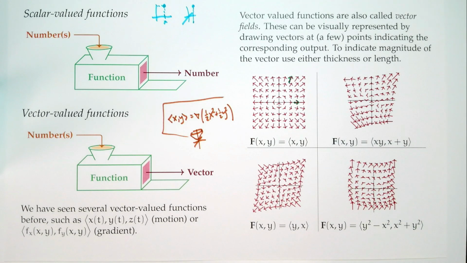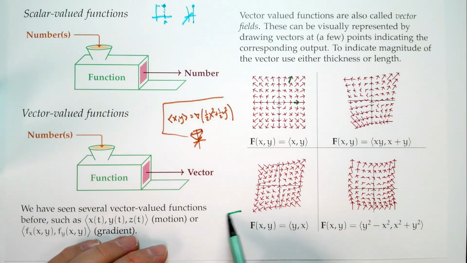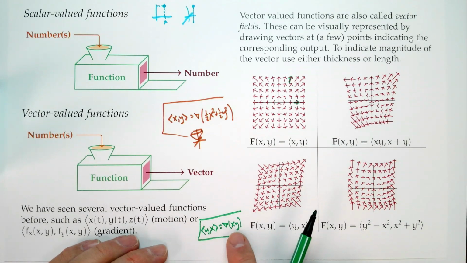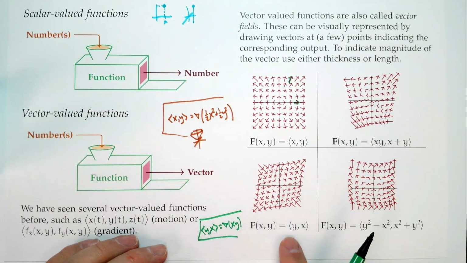Here's a couple more. Say capital F of x, y is y, x. Now, this happens to be, again, it's not always so clear, this also is one that's the gradient of something. So y comma x is the gradient of the function xy. You can check it. Take the derivative with respect to x, you get y. Take the derivative with respect to y, you get x.